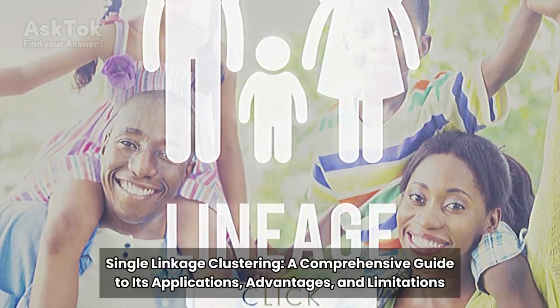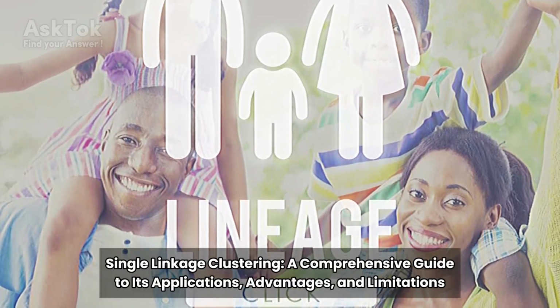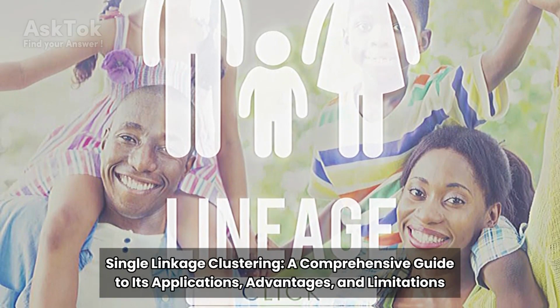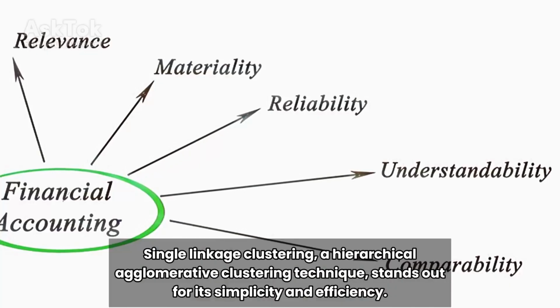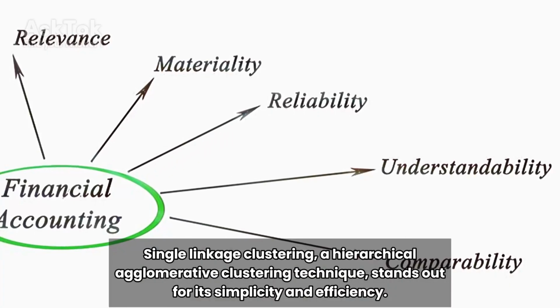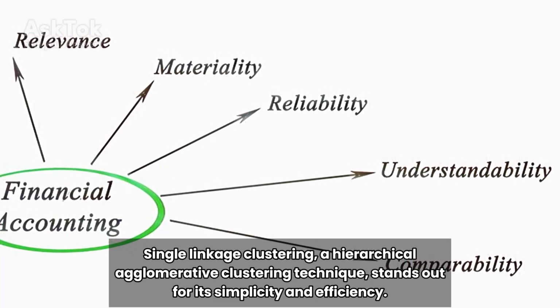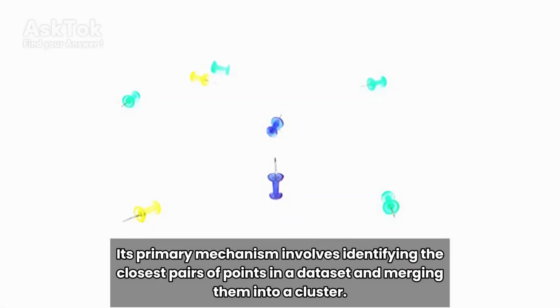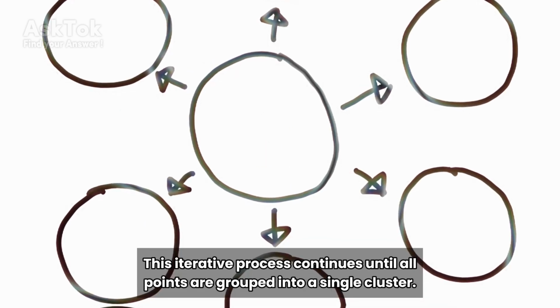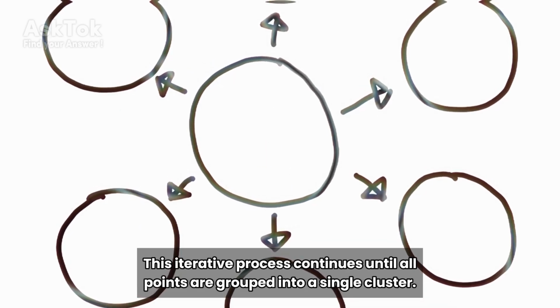Single linkage clustering, a comprehensive guide to its applications, advantages, and limitations. Single linkage clustering, a hierarchical agglomerative clustering technique, stands out for its simplicity and efficiency. Its primary mechanism involves identifying the closest pairs of points in a dataset and merging them into a cluster. This iterative process continues until all points are grouped into a single cluster.